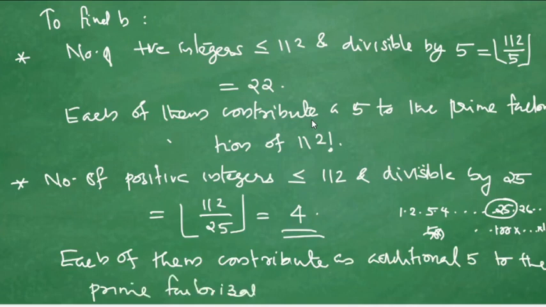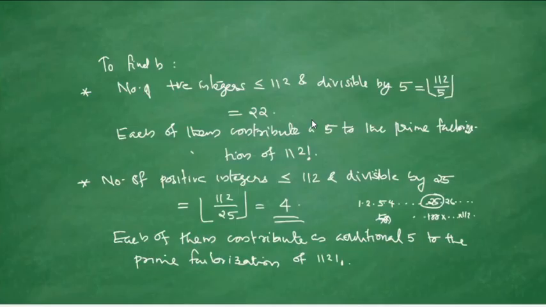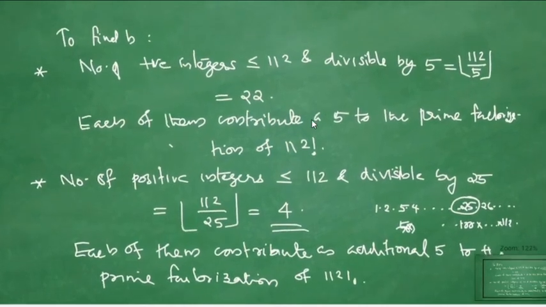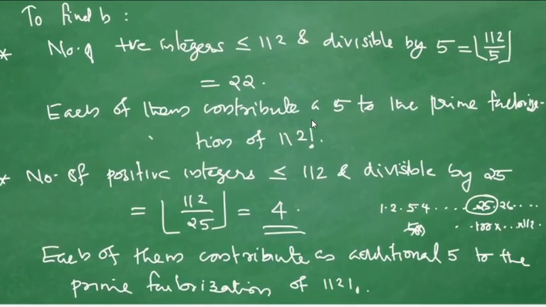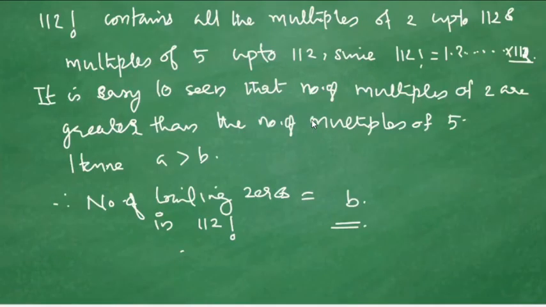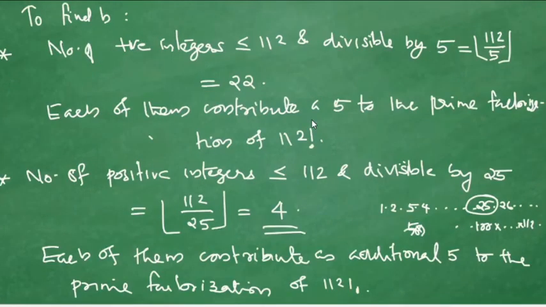No, sorry, no higher powers. Now we need not calculate all the higher powers, isn't it? That means there is no need to calculate the powers of 5 which are less than or equal to 112 and divisible by 5 cube, 125, but it is not possible since 112 is less than 5 cube.